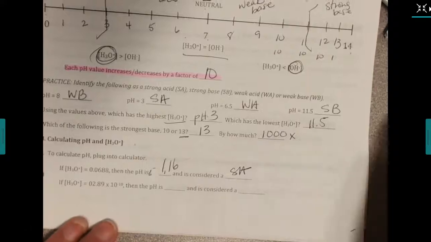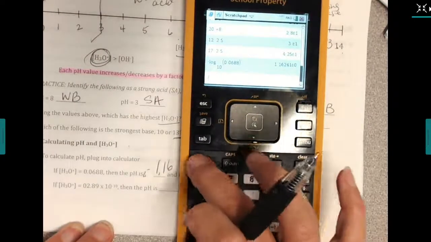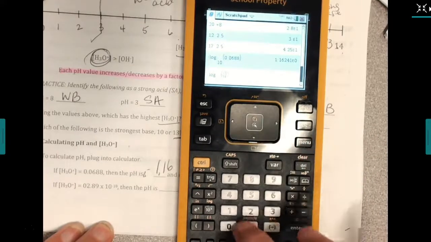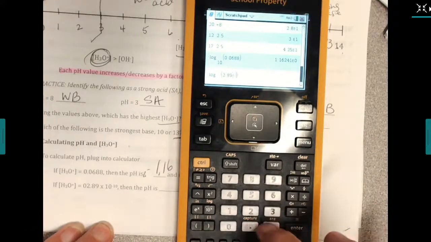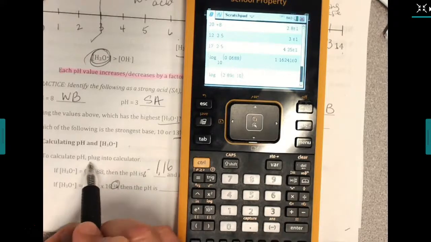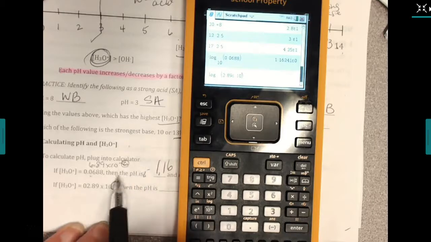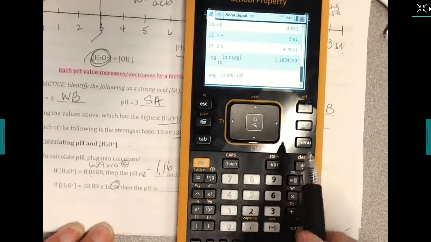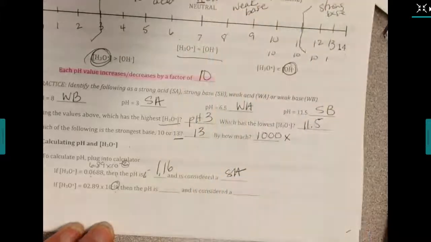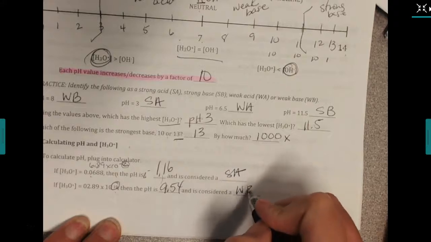Okay, so let's do it again. Negative log of, we do the arrow, of 2.89 e to the minus 10th. So notice how much smaller this number is than this, because this would be 6.89 times 10 to the minus 2nd. So this is going to have way less hydronium, so we should get a higher pH, which is what we do, 9.54. And this is called a weak base.